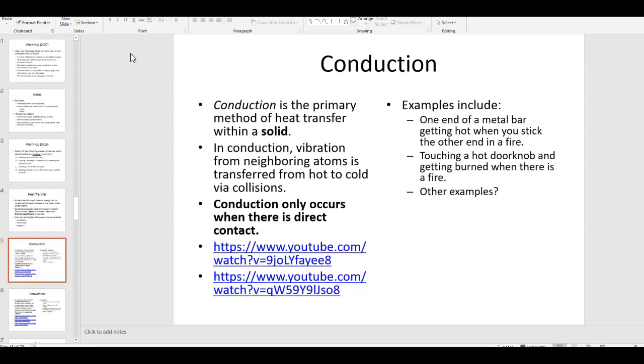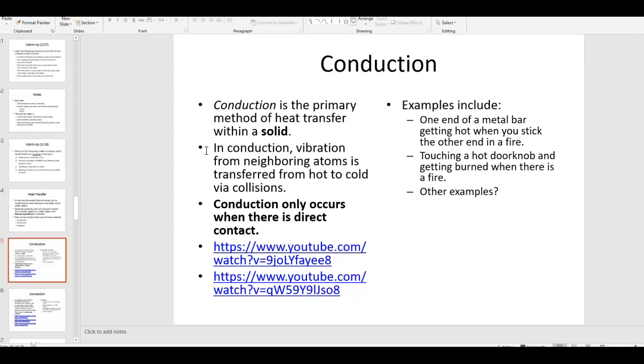Conduction is the primary method of heat transfer within a solid. And the reason you typically see conduction with a solid is because in conduction, the way you transfer heat is through vibrations in the atoms. Okay, so basically what happens is you have atoms that are vibrating in a solid, and as you heat them up, they vibrate faster. And as they vibrate faster, they can collide with the atoms next to them, and through those collisions, transfer energy to those atoms next to them. Okay, so it says in the notes, in conduction, vibration from neighboring atoms is transferred from hot to cold via collisions. And again, you should definitely check out these videos to help you understand conduction.